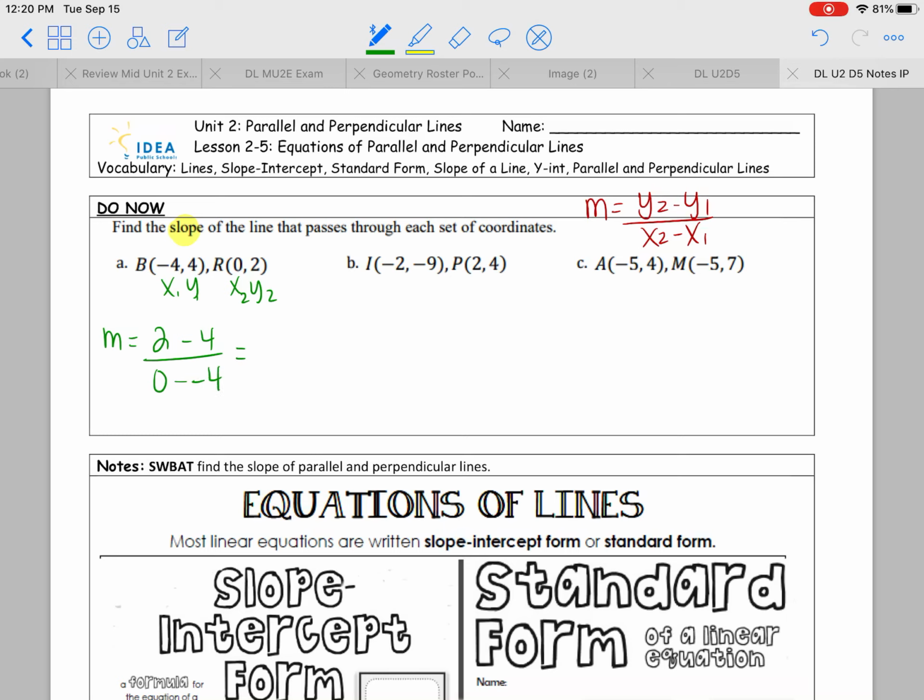So 2 minus 4 gives us negative 2. And notice 0 minus a negative 4 turns into a positive, and that gives me 4. You must remember that you need to simplify all of the ratios. To simplify this ratio, I can divide top and bottom by 2, and we get negative 1/2.